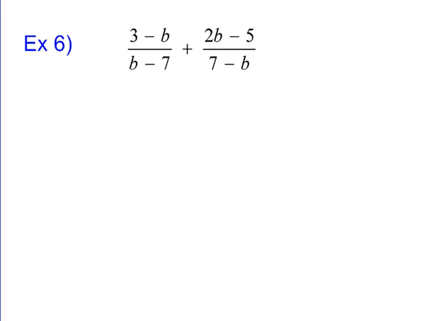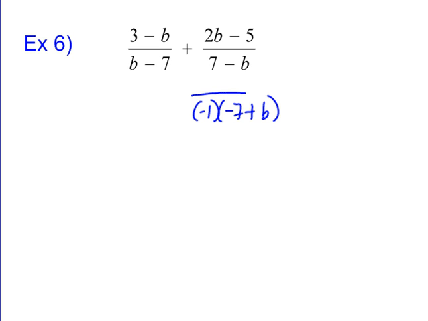This next problem here, we have 3 minus b divided by b minus 7 plus 2b minus 5 divided by 7 minus b. We need to realize that we have opposite signs going on. Here we have a positive b and a negative 7. Here we have a positive 7 and a negative b. Well, we know that if we multiply this first denominator times negative 1, we can reverse the signs. We do that now that we have the exact same signs. They both have negative 7s and they both have positive b's.